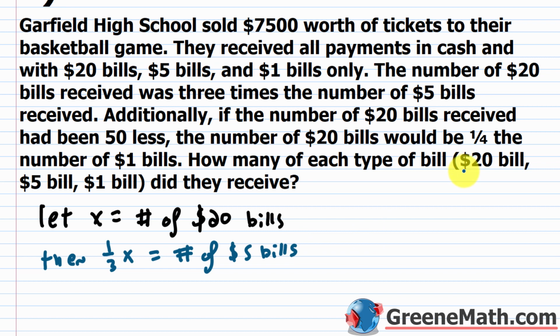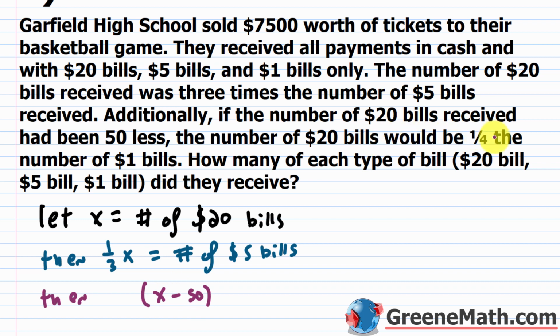This one is a little bit tricky, but basically you want to start with this part right here. When you say if the number of $20 bills received had been 50 less, so just start by doing that. So what if it had been 50 less? Well, here x is the number of $20 bills. If it was 50 less, that would be x minus 50. So I'm going to leave a space and just put x minus 50.